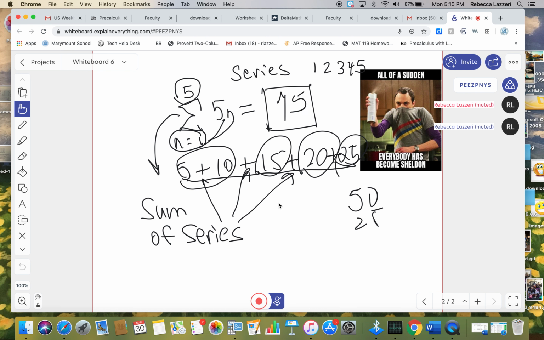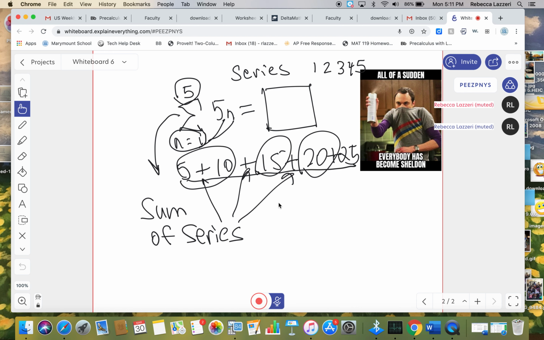So let's do another one. Let me see if I can get rid of this up here. Those little dots I know are going to be aggravating, so I'm just going to hit the undo button more often. I'll get used to it.